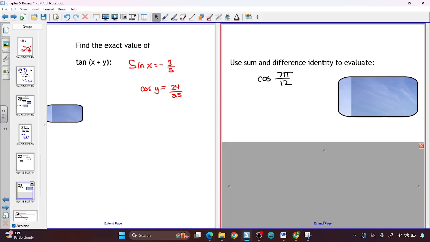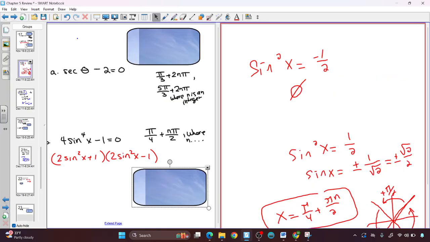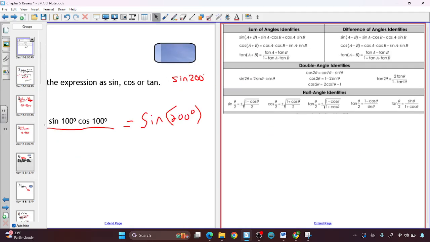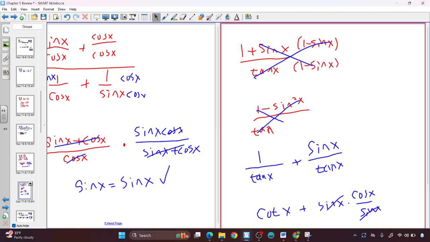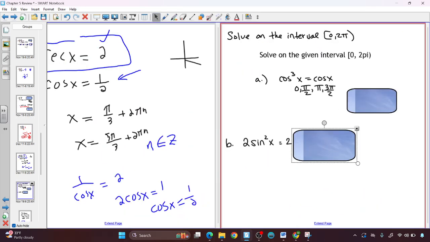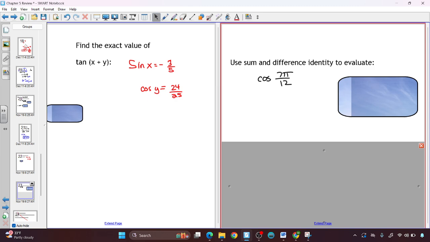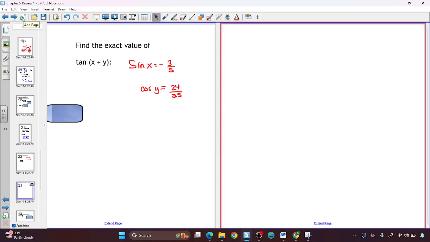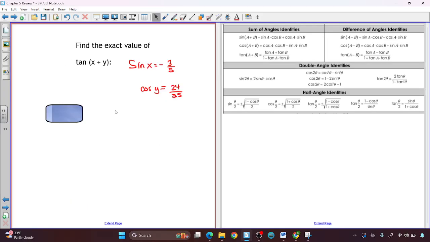Okay, so now to those odd sum and difference ones and things like that. So let's bring up that sheet of identities that we're going to have. Okay. That one, I think.